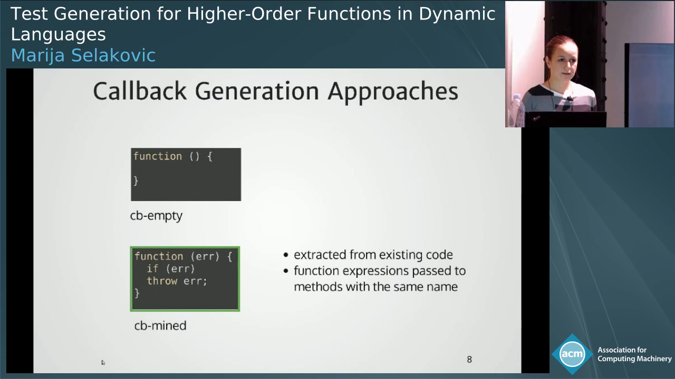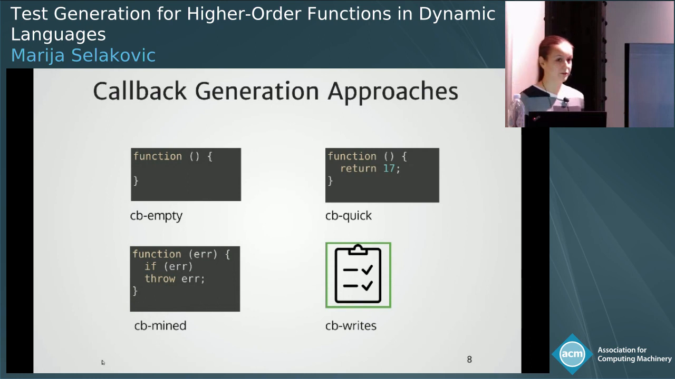OK, then we thought, can we be more effective if, instead of using existing techniques for callback generation, we just mine callbacks that are used in existing code? So the idea here is to parse function expressions that are passed to methods that have the same name as the function we want to test. And during test generation, LambdaTester just randomly selects some callback from existing code by parsing function expressions.